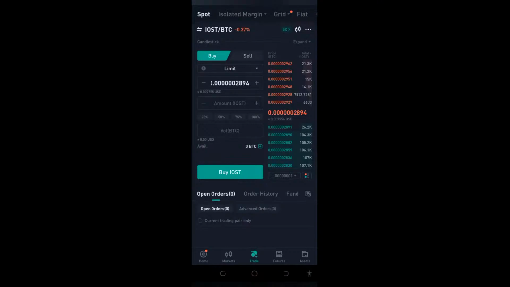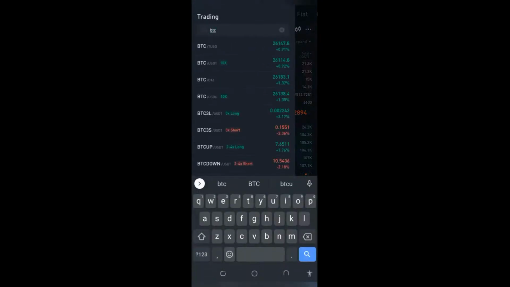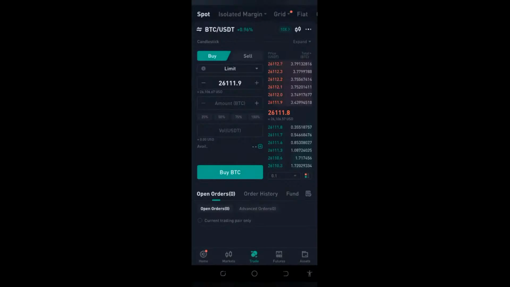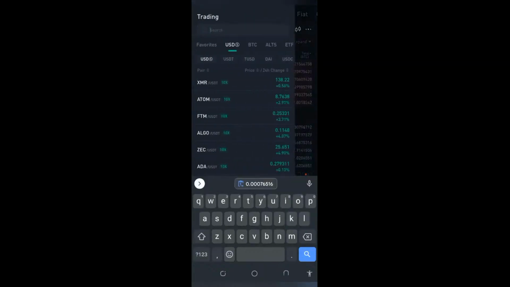Buy BTC. Okay, so now we have our usual $20, right? So we're going to first of all go to BTC. Let's see how much we will get. Okay, so we're just going to pick up the 100%. We will get 0.000765516. Okay, let's just cut that and then quickly run back to our IOST BTC.